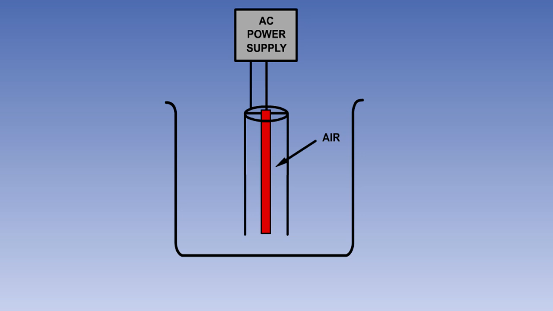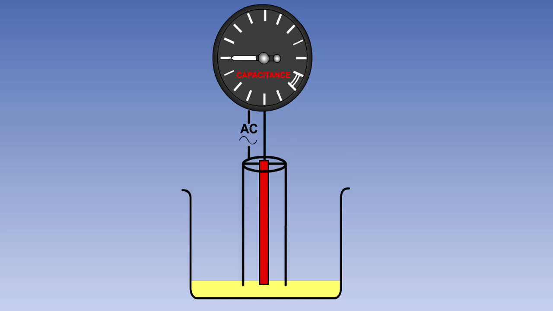The gap between the two tubes will be full of air when the tank is empty, and full of fuel when the tank is full. At intermediate fuel levels, the gap will have part fuel and part air. The capacitance of the device will change as the proportion of fuel and air changes. This capacitance is measured and displayed on a gauge as fuel quantity.